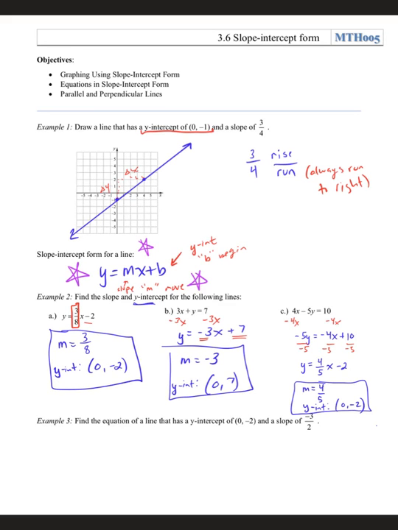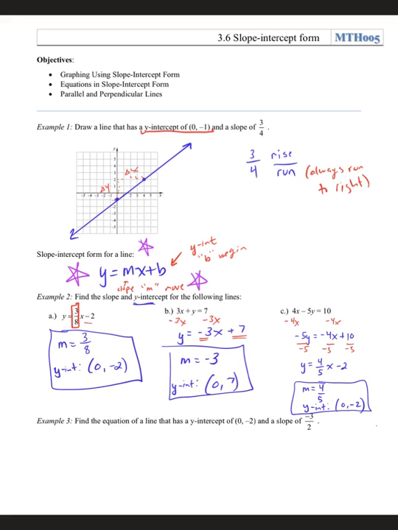Okay, you will notice the first thing I did here was subtract 4x from each side. Then I was left with -5y equals -4x plus 10. And then I divide everything by -5. So we are left with y equals 4/5 x minus 2. So therefore, our slope is 4/5. Our y-intercept is (0, -2).